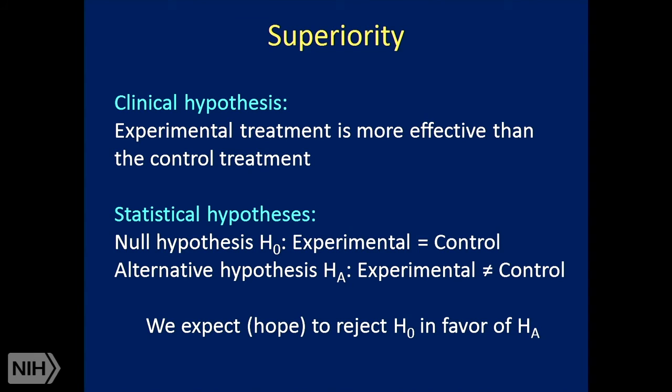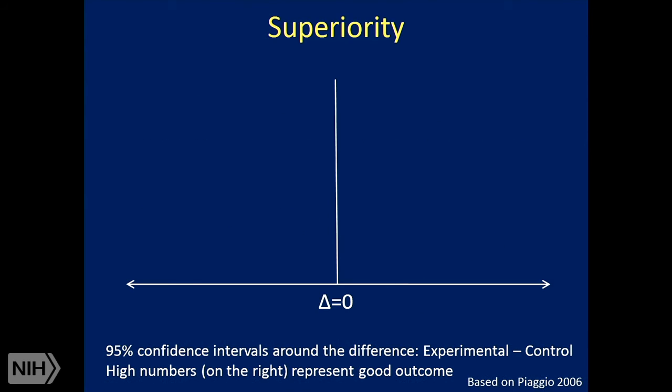And as always, we set the null hypothesis with the hope, with the expectation of rejecting it in favor of the alternative. You set the null hypothesis with the expectation or the hope to reject it. You want to reject the null hypothesis. You want a p-value that's less than 0.05, so that you say, I reject the null hypothesis.